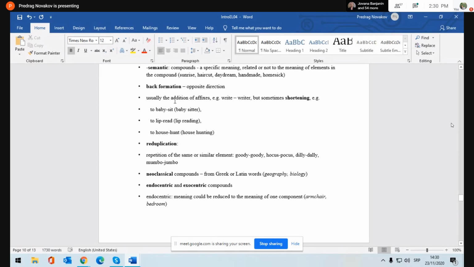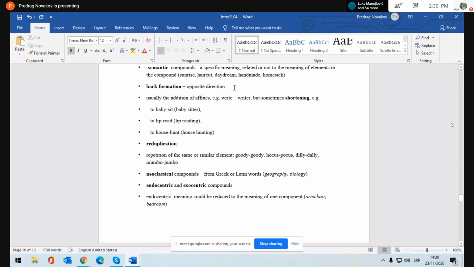We usually add suffixes or affixes, addition. This is the usual way. So for example, you have write, writer. This is not a compound, this is just an example of a formation, okay? So this is the usual direction, but sometimes we have shortening, which is the opposite direction. That's back formation. So it means shortening. Instead of adding, you omit something, okay?